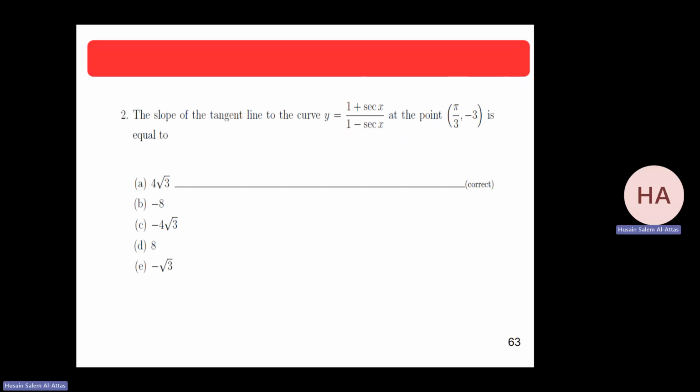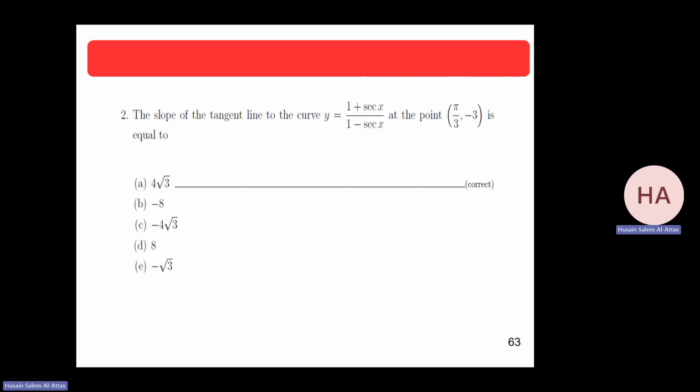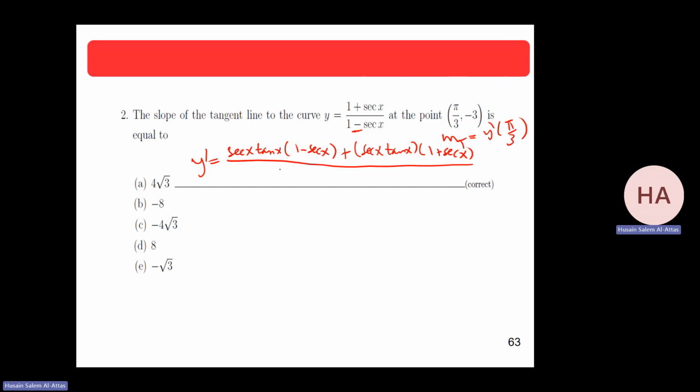Yeah. This is over tangent line. The same question. No, it's 1 over 1 minus secant. Who cares? Okay, let me do the calculation. So the slope will be y prime at pi over 3. That's the slope. Okay, to find y prime, that will be secant tan times 1 minus secant, minus, plus secant x tan x. There's a minus sign here, times 1 plus secant x over 1 minus secant x all squared.